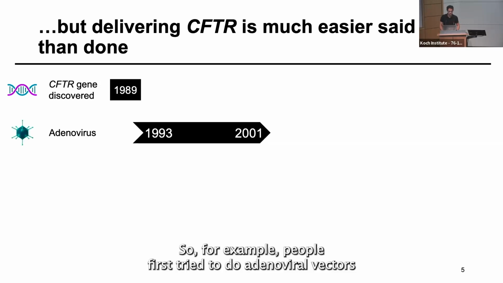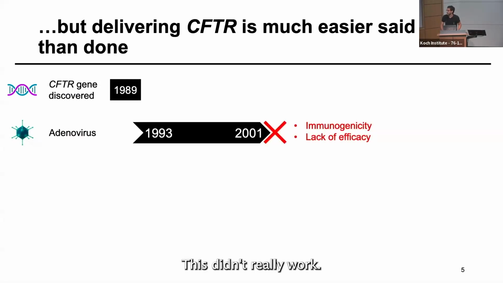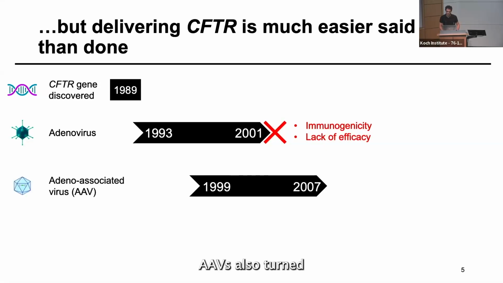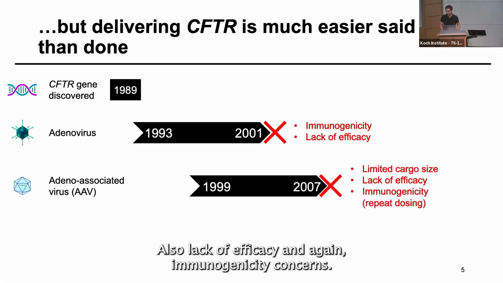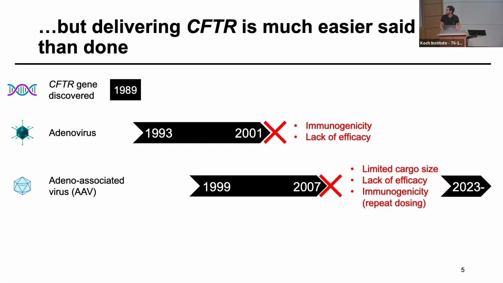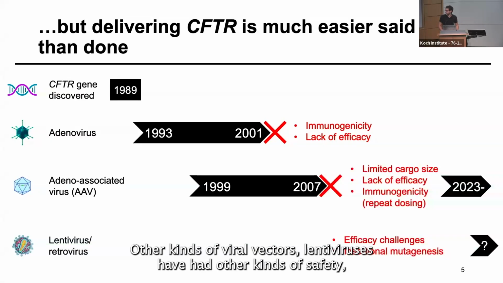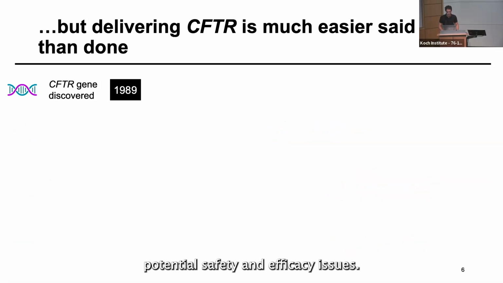For example, people first tried adenoviral vectors for inhaled CFTR gene delivery. This didn't really work, probably due to poor transfection and potential immunogenicity concerns. AAVs also turned out not to work when inhaled, potentially due to limited cargo size, also lack of efficacy, and again, immunogenicity concerns. Although people have restarted clinical efforts recently, and we're going to see how that goes. Other kinds of viral vectors like lentiviruses have had other potential safety and efficacy issues.